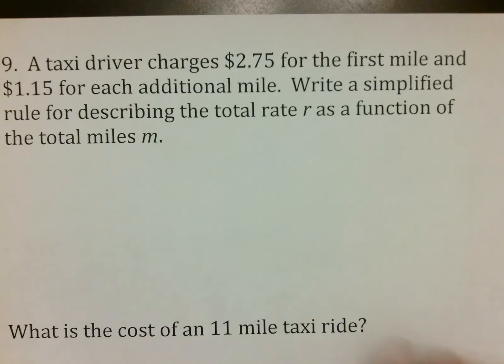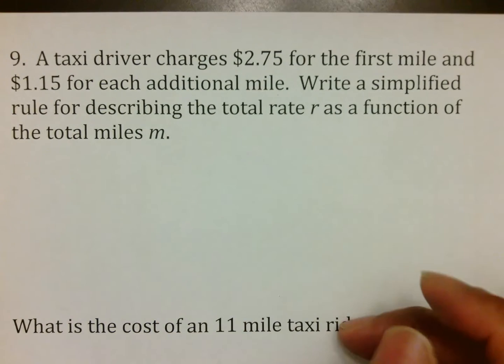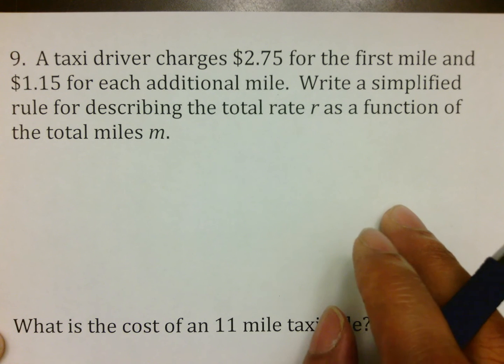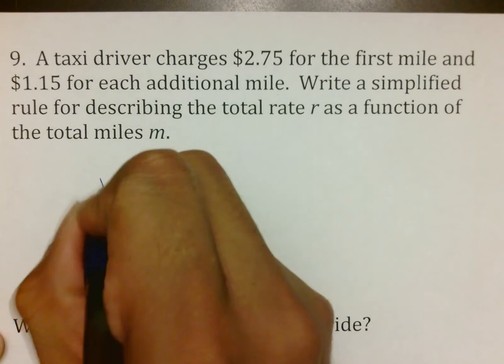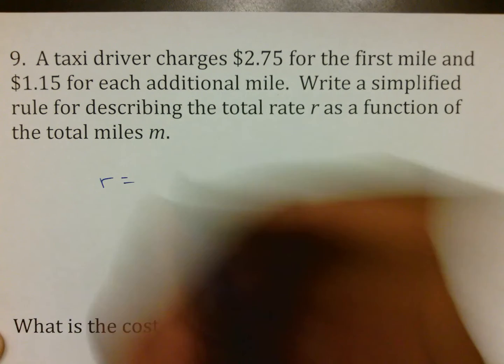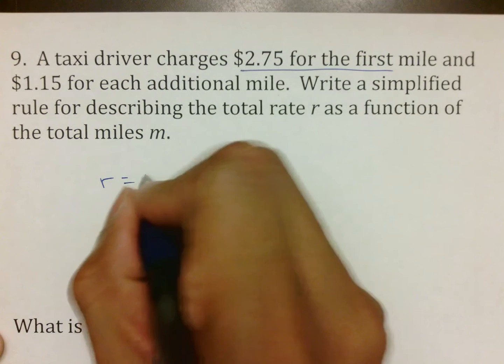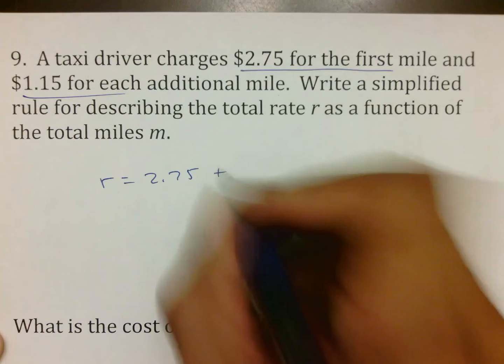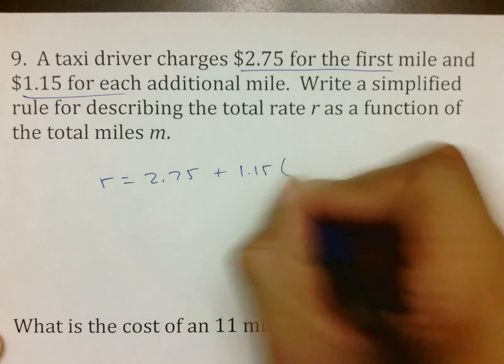Now number 9 is tough. At least this portion of it is tough. But this is the only tough portion of it if you're a studier. This is the question where we had to write r equals, and then we had to say 2.75 for the first mile, which only happens once, plus 1.15 for each additional, so 1.15 times m.